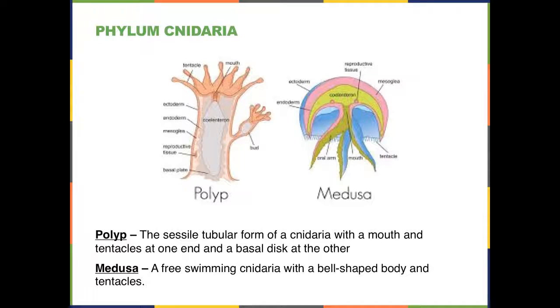Now the other form is the medusa form, and the medusa form is not sessile. It's a free swimming form. Both of these are the same species. And this is another situation of alternation of generations, where one generation is this form, and then the next generation is the polyp form, and then the next generation is the medusa form. It's free swimming, and this is faced upward with the mouth facing upward. This is always facing downward with the mouth facing downward, the tentacles facing downward. You see the tentacles are facing upward here. And the body is commonly bell-shaped like this.